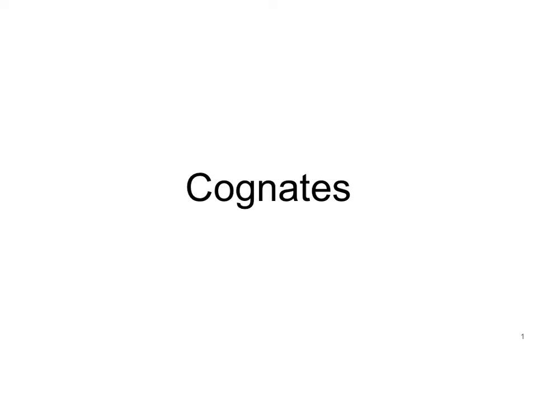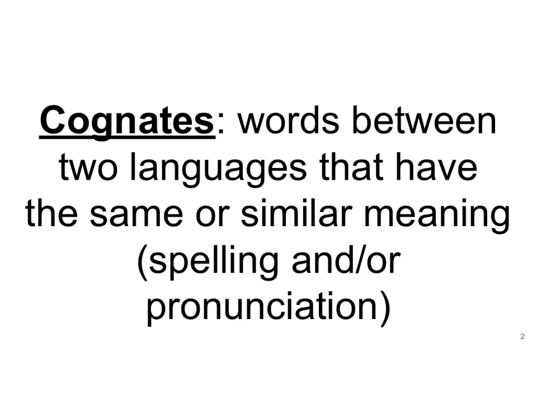First of all, we're going to see our cognates. We've defined cognates in class, and we're just going to emphasize again that cognates are words that are going to be known between two languages, and they're going to have the same or similar meanings, and they're going to coincide in their spelling and/or pronunciation.